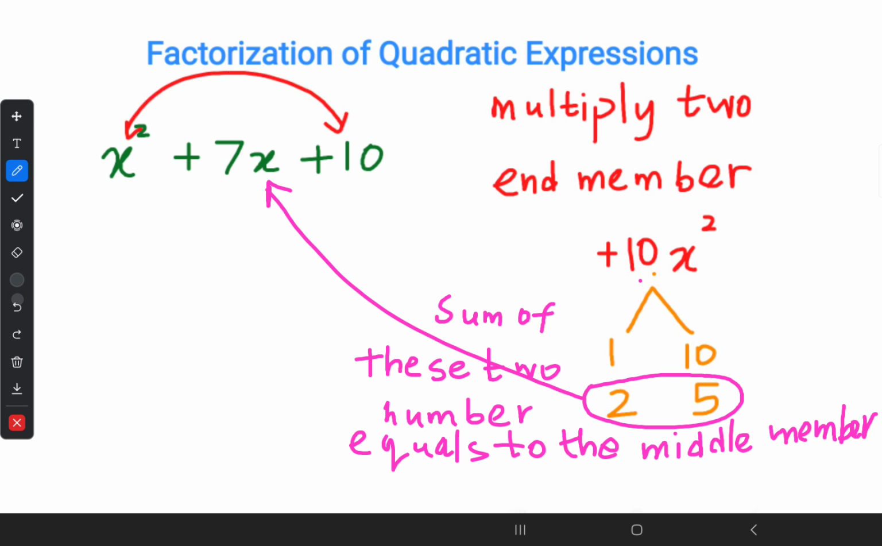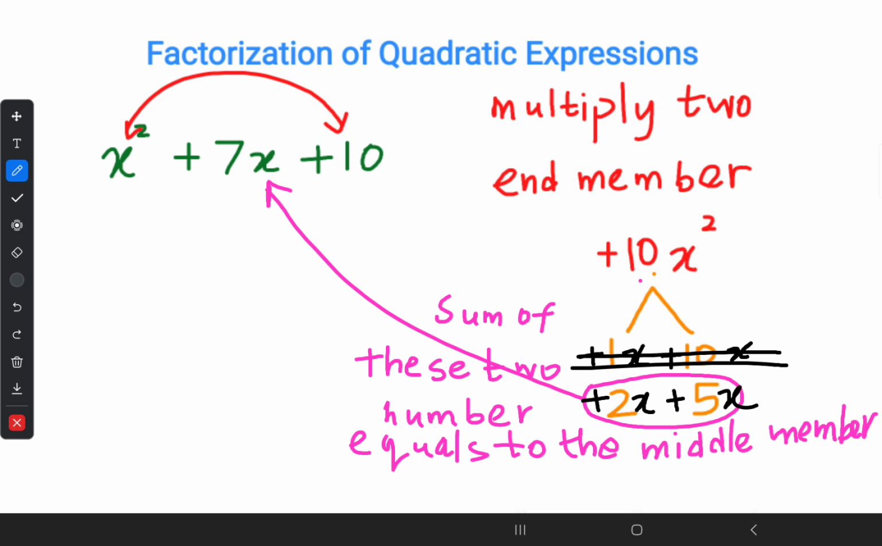First, let's multiply the two end members. That will give you positive 10x squared. Thereafter, you should write the possible pairs of multiplicants to obtain 10. When we multiply 1x into 10x, both should be positive. When we add these two, that will give you 11. Our middle member is just 7, so this is incorrect. The next pair is 2 and 5. 2 fives are 10 and 2 plus 5 is 7. So now we found the possible pair.